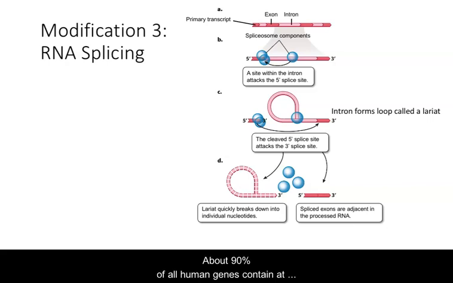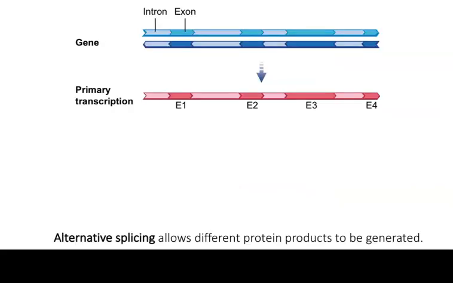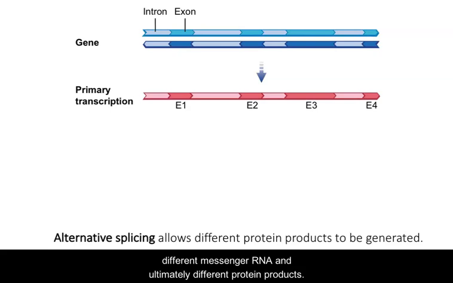About 90% of all human genes contain at least one intron, and many genes contain many introns. In alternative splicing, primary transcripts from the same gene can be spliced in different ways to yield different messenger RNAs and ultimately different protein products.